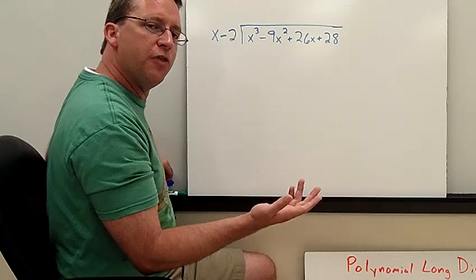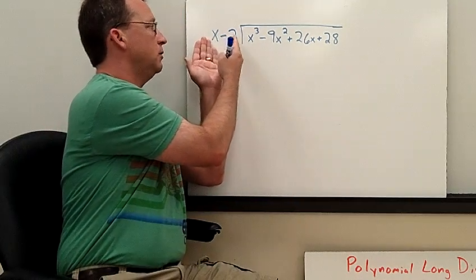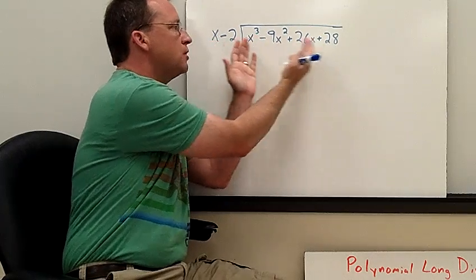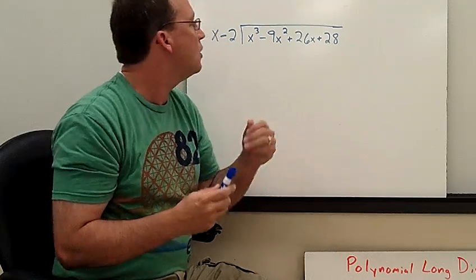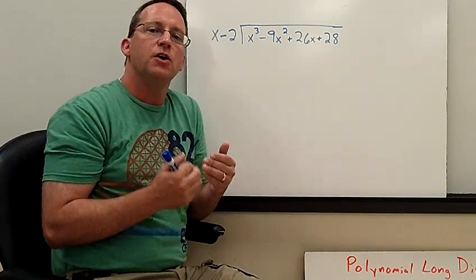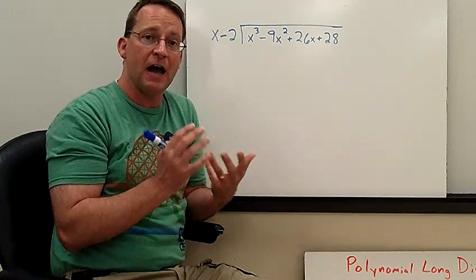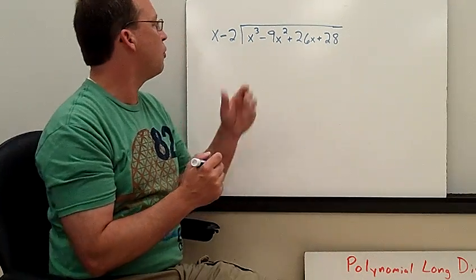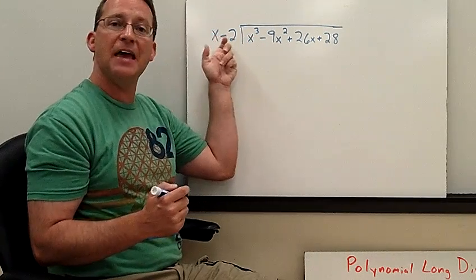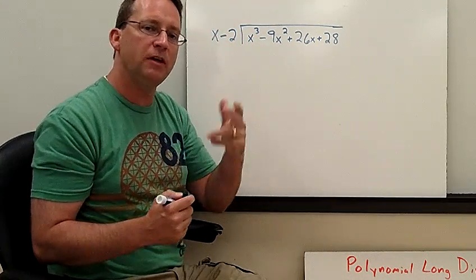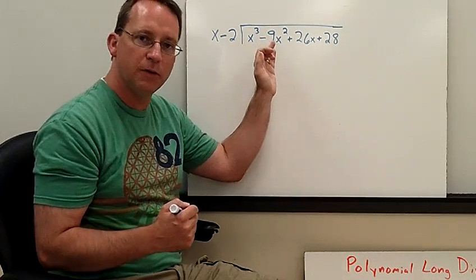Just like we did with the numbers, our first step is to figure out how many times this goes into this, just like how many times 6 goes into that whole number. When we're dealing with polynomials, you only have to worry about the first term in both the divisor and the dividend. You only have to worry about the x cubed in here, and the x out here. So what we're really thinking is, how many times does x go into x cubed?